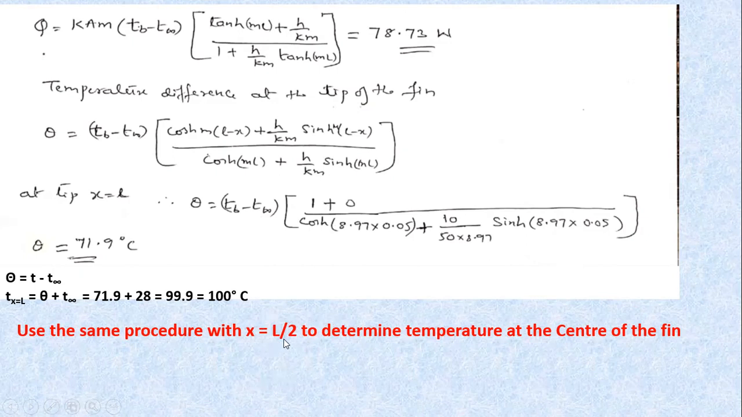That means at X equal to L by 2. So here in the same expression, instead of X, you substitute L by 2 and obtain the temperature at the center of the fin.